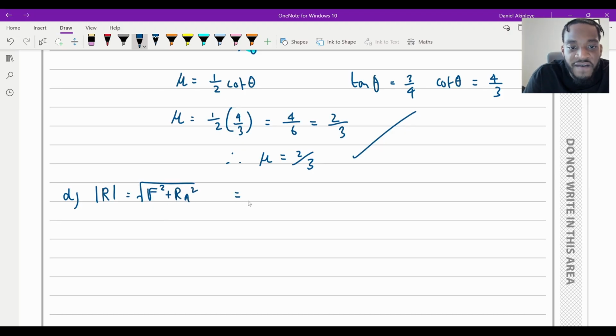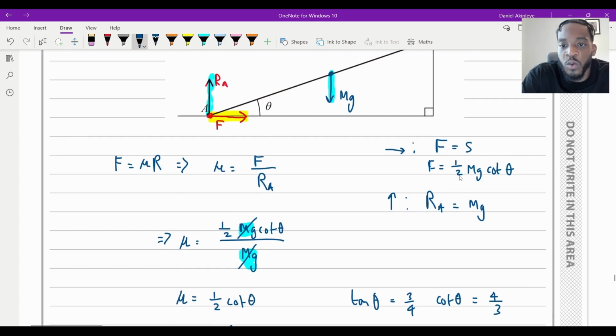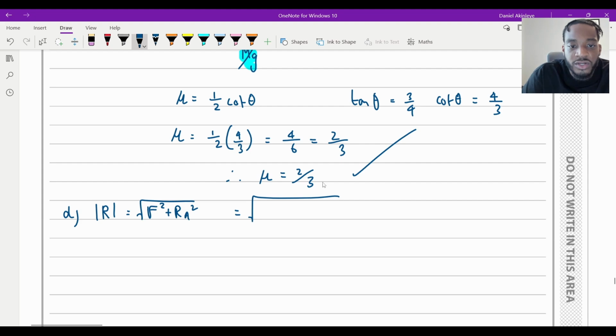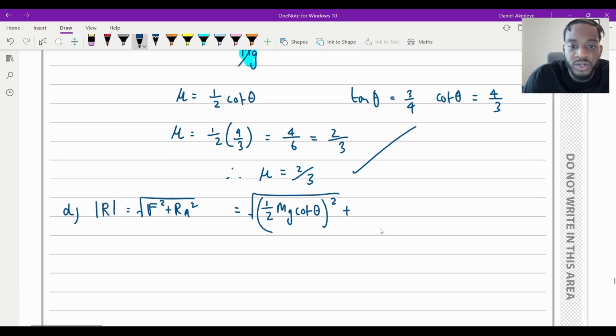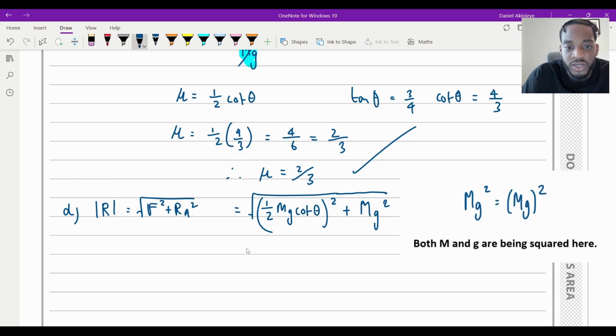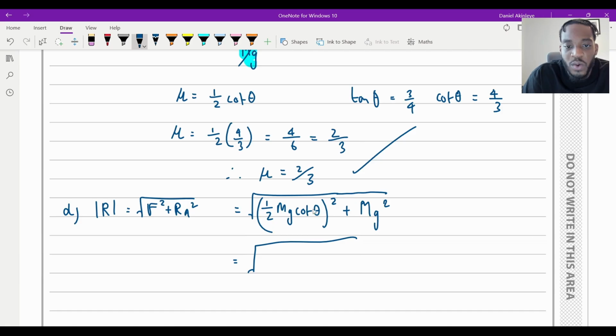And then plugging this in, well, F, remember, we know was a half mg cot theta, isn't it? So I'm going to have a half mg cot theta all squared. And I'm going to add the reaction force, which was just mg, so it's going to be mg squared. Okay, so we need to just simplify this, don't we? So tidying this up a bit, if I square this expression, I'm going to have 1/2 squared, which is 1/4. This mg is going to square to become mg squared. And then the cot theta will square to be cot squared theta. And then plus mg squared.